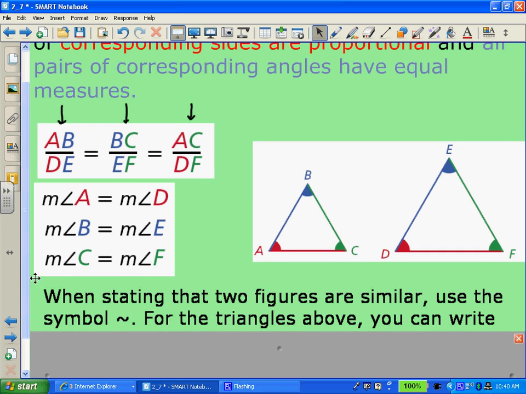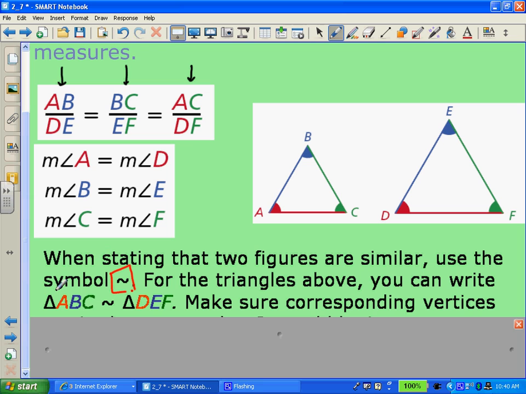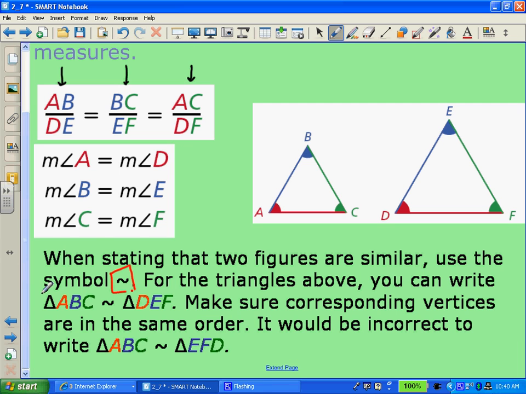And when we state that, we use a symbol that looks like this little squiggly thing right here. That means similar. So for the triangles in the example we were just talking about, we would write triangle ABC is similar to triangle DEF. This is called a similarity statement.